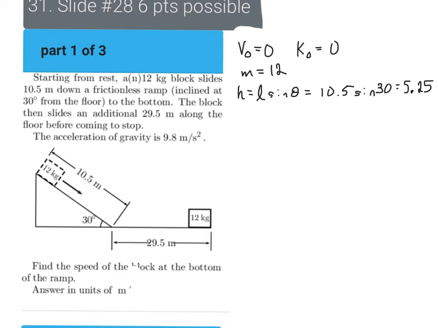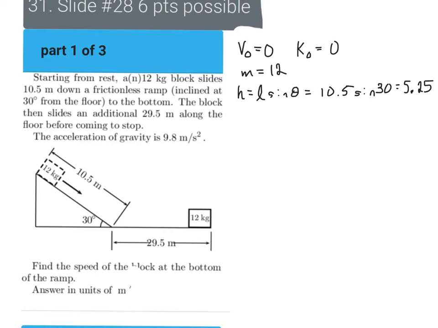Alright, so we have a block starting at the top of a ramp. They give us the initial velocity is at rest, so it doesn't have any initial kinetic energy. The mass of the block is 12 kilograms. The length of the ramp is 10.5 meters, and the ramp makes an angle of 30 degrees. So to solve for the height, which we'll need, it's just the length, the hypotenuse, times the sine of theta. And 10.5 sine of 30 comes out to 5.25.